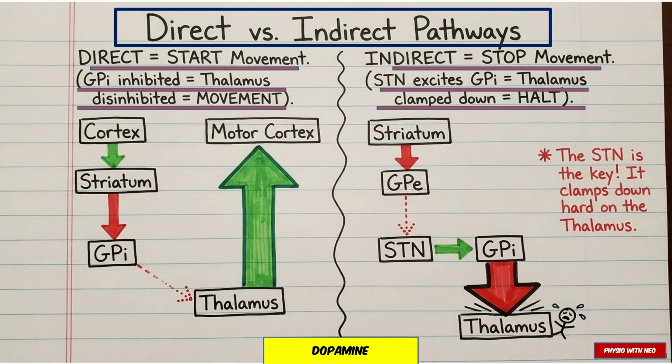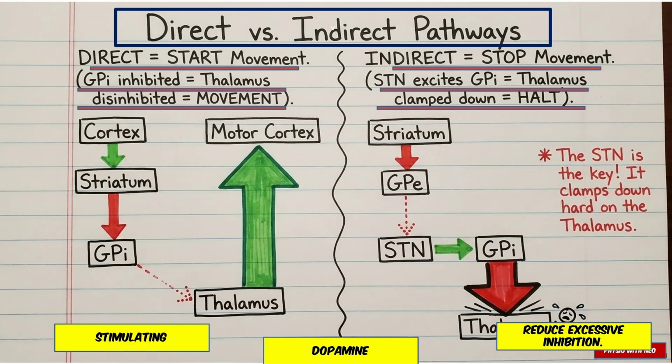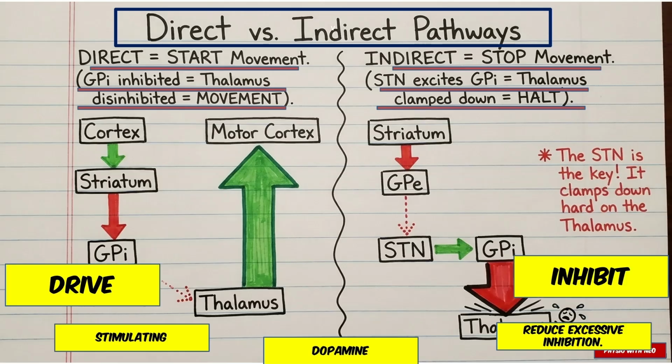And here, dopamine maintains the balance by stimulating the movement through the direct pathway and reducing excessive inhibition through the indirect pathway. So one line to remember: direct is to drive, indirect is to inhibit. If you understand this balance, Parkinson's disease becomes much easier to understand. And what happens when dopamine disappears? That's exactly what we will see next.